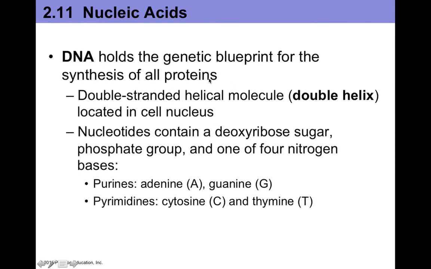Now, DNA holds this genetic blueprint for the synthesis of all of your body proteins. There are approximately about 10,000 different genes that you find within the DNA of your cells. And these are all organized with this double-stranded helical molecule we call the double helix that's located in your cell's nucleus.